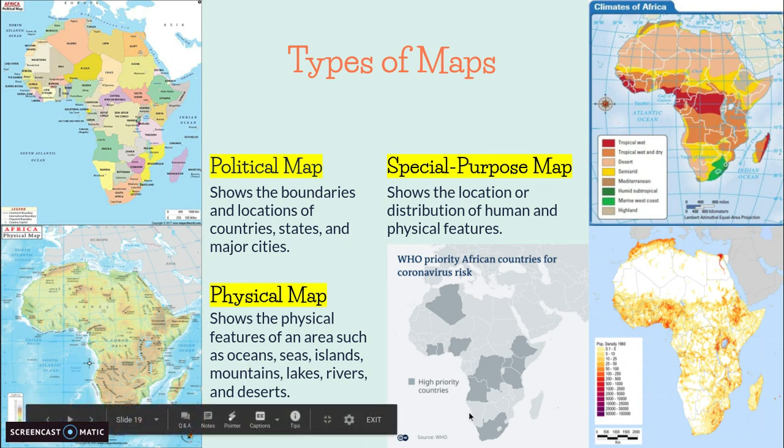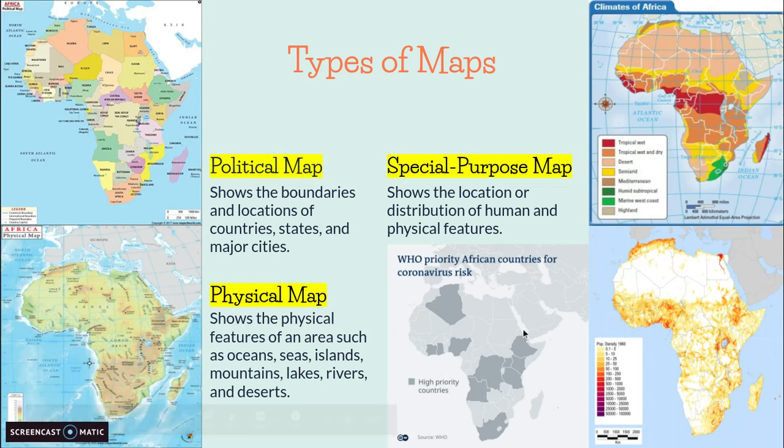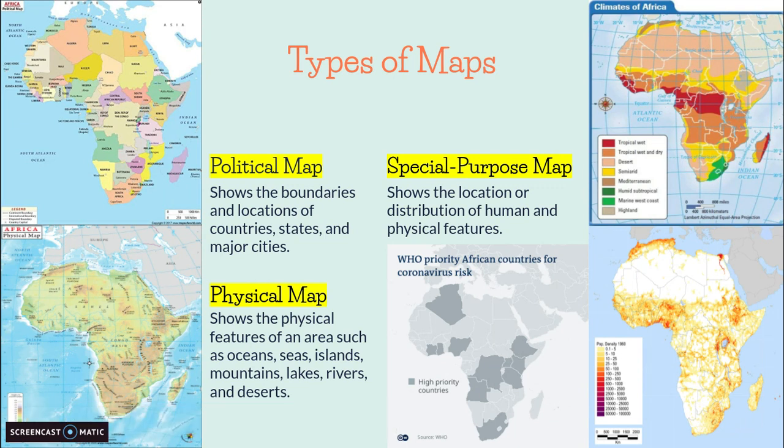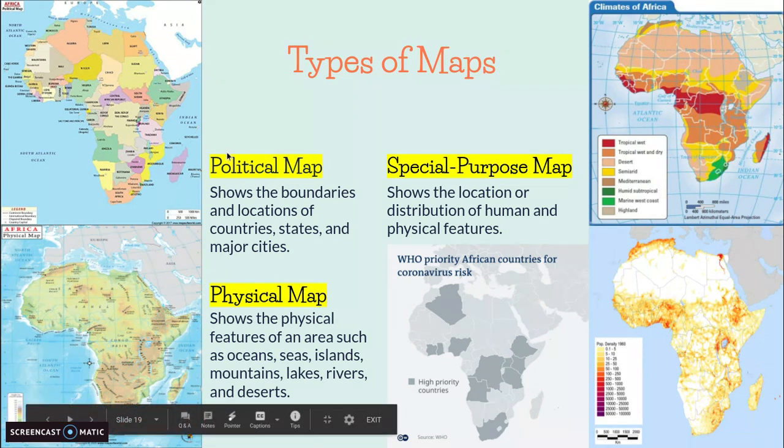And then there's a map of which countries are high priority countries that have the most risk of coronavirus. So see, maps can be about anything, and those are special purpose maps, the ones that have special topics. All right, so political map, physical map, special purpose map.